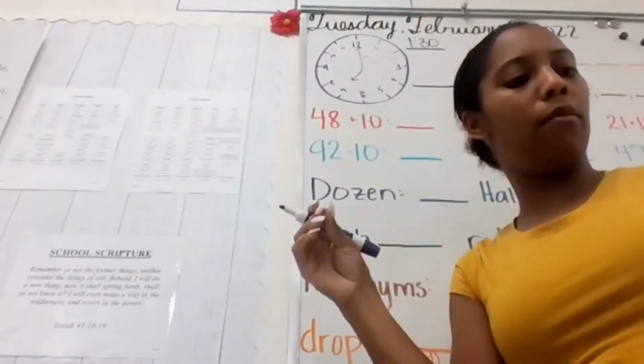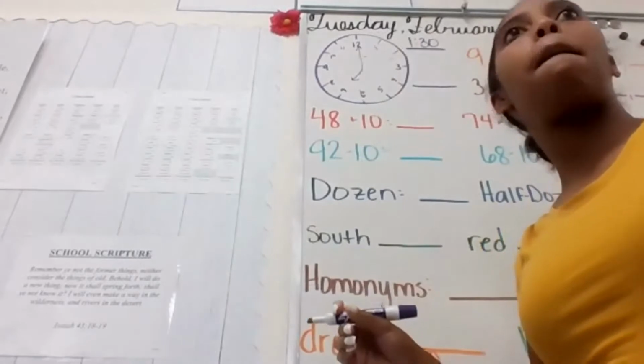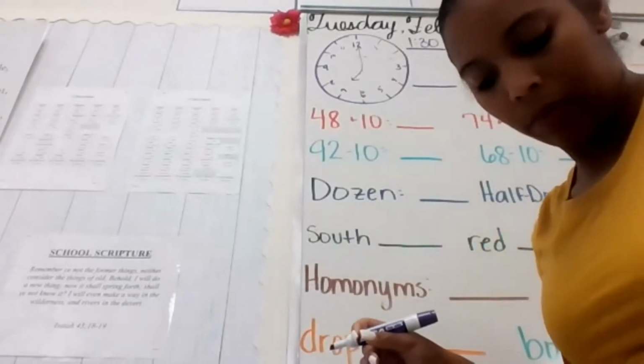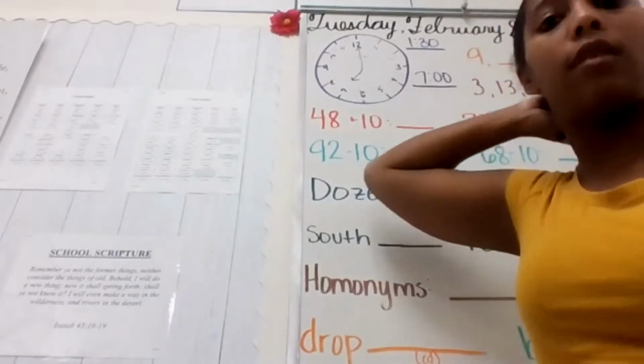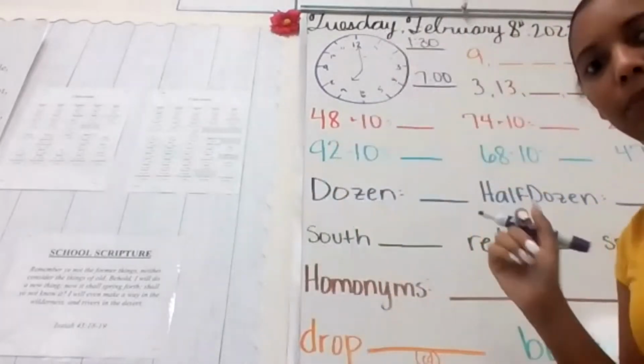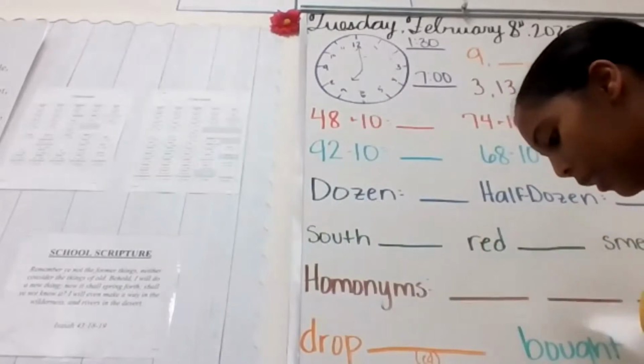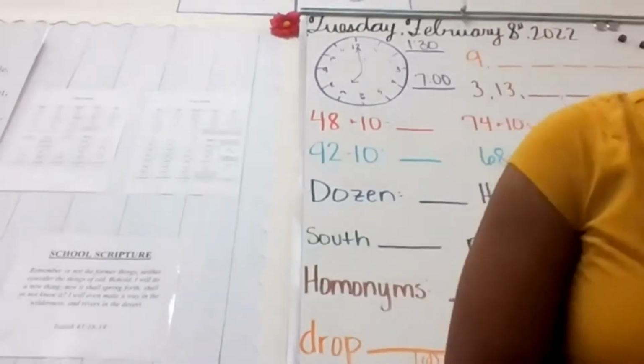Okay, what's my time? It's 7 o'clock. 7 o'clock. Good. All right, let's go ahead and look at my number pattern here.